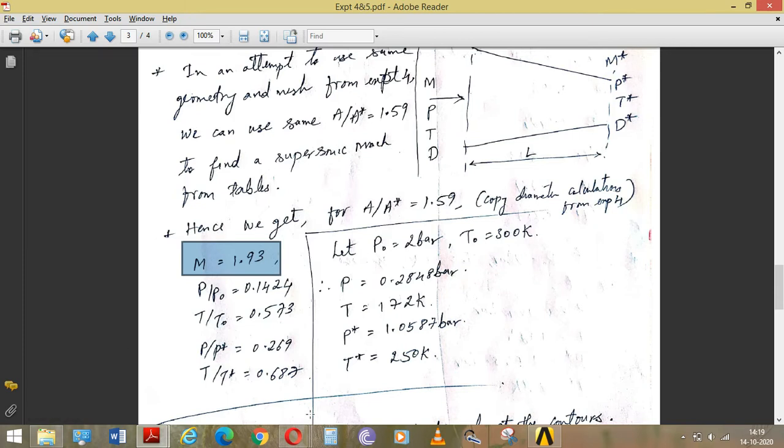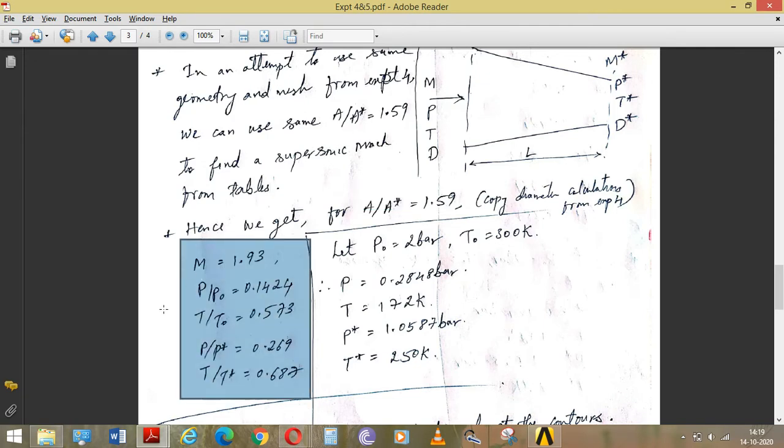It's like reverse engineering. First, we fixed a Mach number and found the area ratio for experiment 4. Now we want the same geometry, but a different Mach number, that is, any supersonic Mach number. So for this area ratio, the supersonic Mach number will be 1.93. Now all other values can be found using the same table. For the same area ratio, you will get all other ratios.